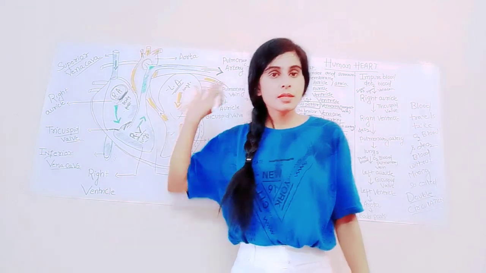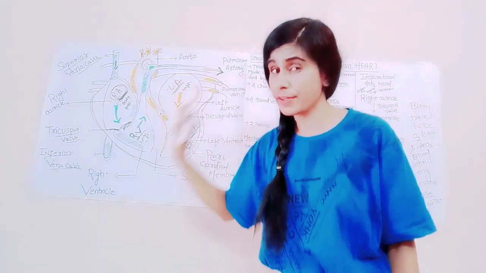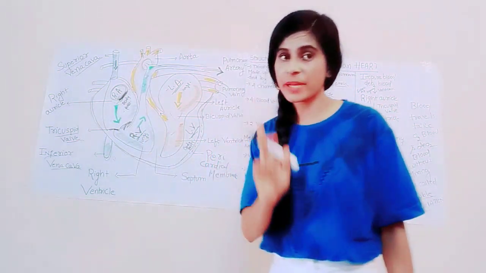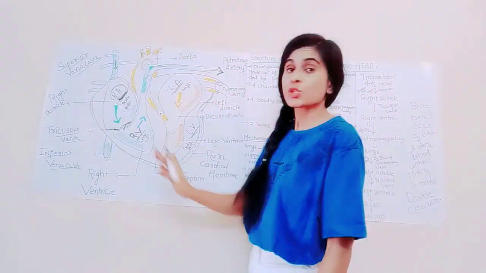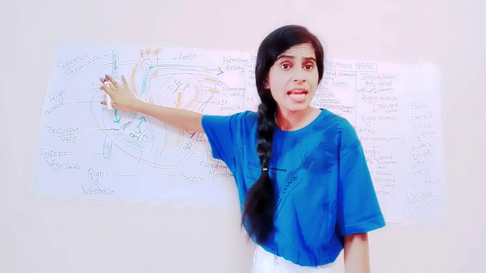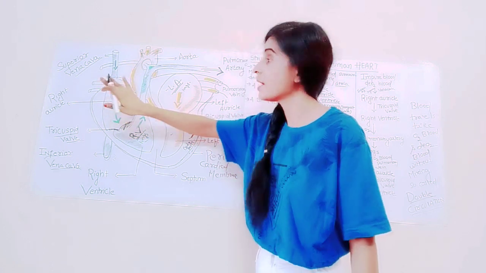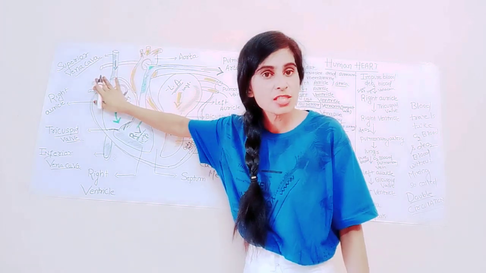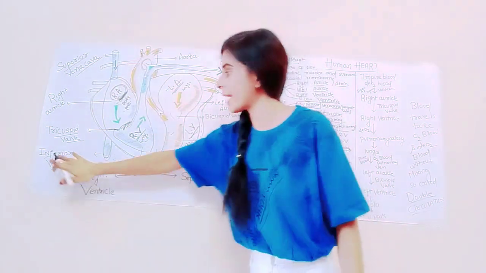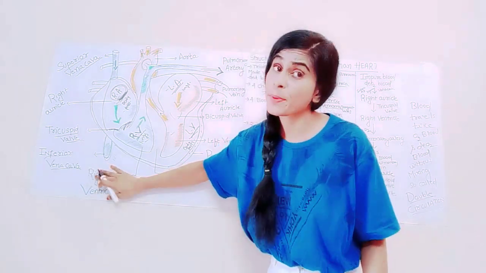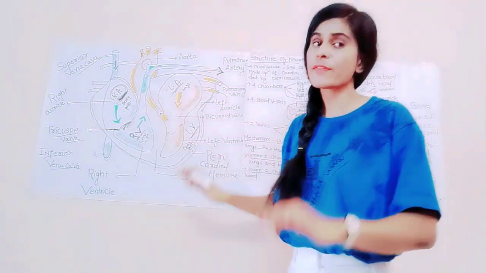Understood? Once again, just listen very carefully, guys. This is the last time I am repeating. Please concentrate. So, superior vena cava, which is the largest vein, brings the impure blood from the upper parts of the body. In the same way, your inferior vena cava brings the impure blood from the lower part of our body.